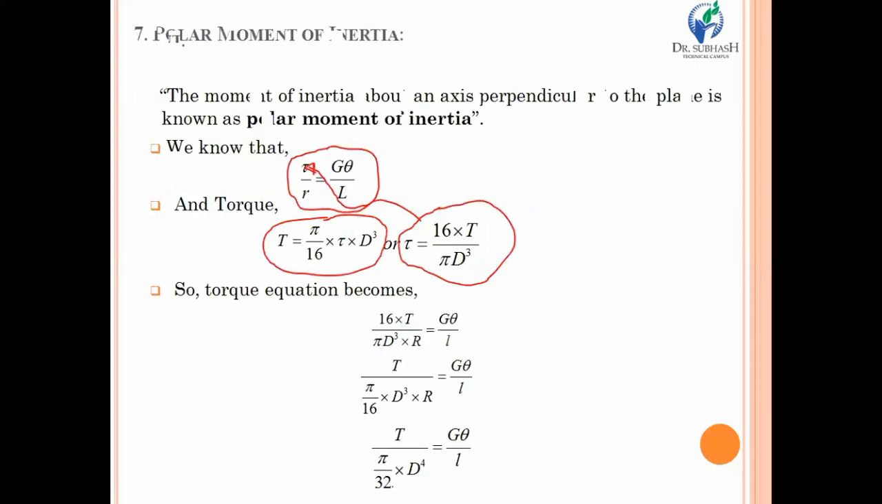Over here, this term specifically, we can say that the polar moment of inertia is simply a summation of the polar moment of inertia about the x and y axis.